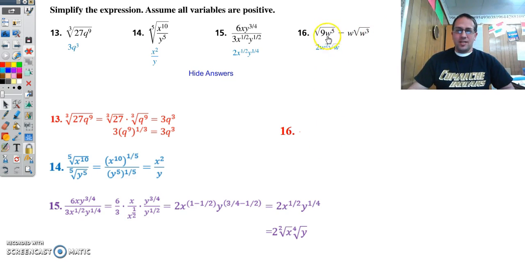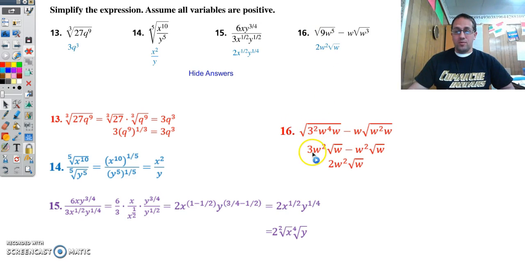Number 16, we need to take this, get these into like terms, so this needs to be simplified. And so here it is. First, I'm going to rewrite the 9 as 3 squared. Now, the square root of 3 squared is 3. W to the 5th, well, that's W to the 4th times W. Well, the square root of W to the 4th is W squared, and this W is still left underneath it. Here we have W cubed, which is W squared times W. Square root of W squared is W, so I've got W times W times square root of W, or W times W is W squared. Well, hey, look, these both have W squared times the square root of W, so they have like terms there, and we can subtract them, and there it is.